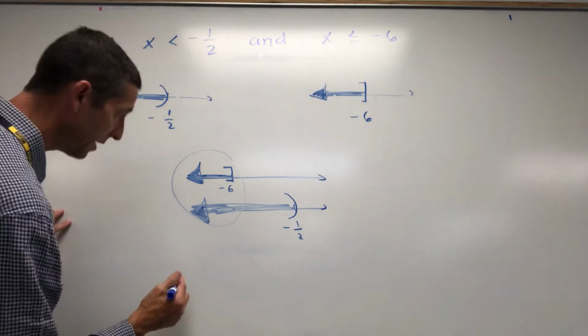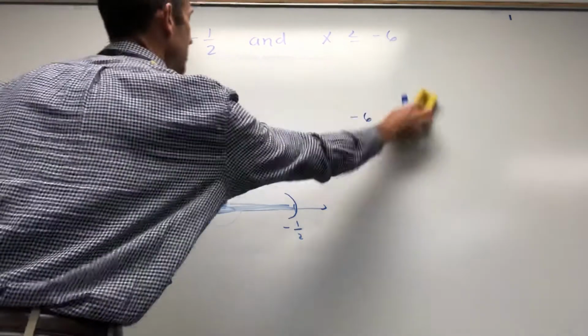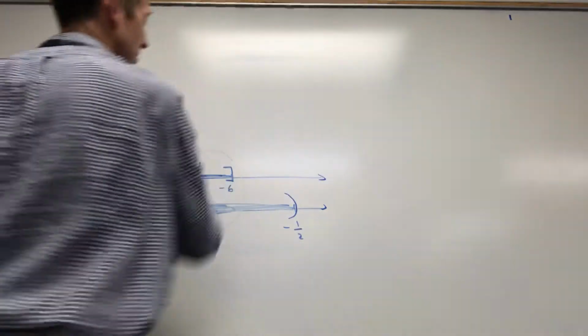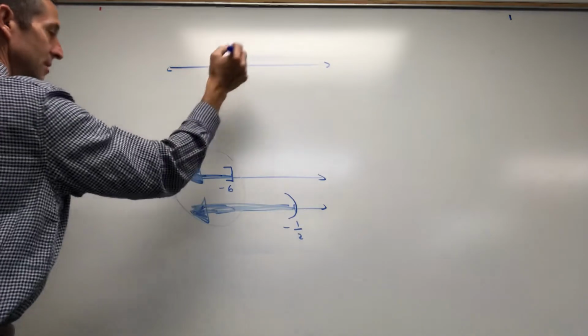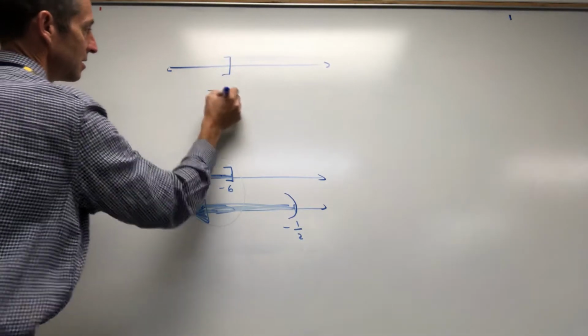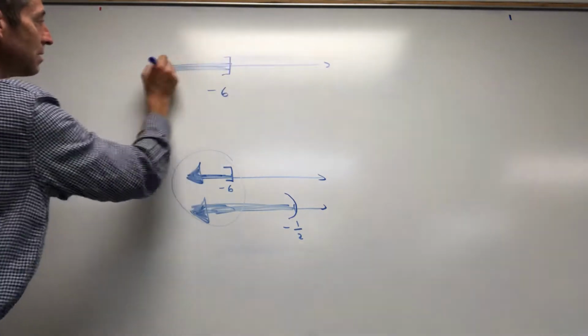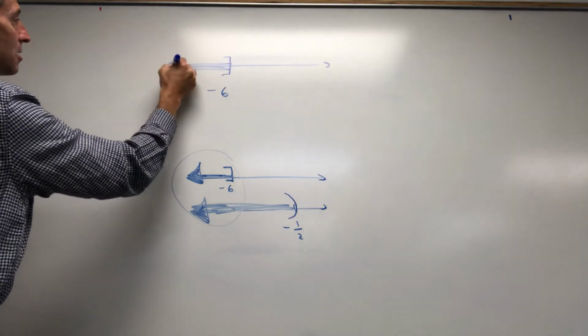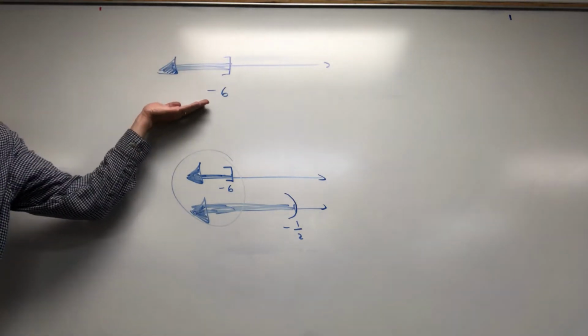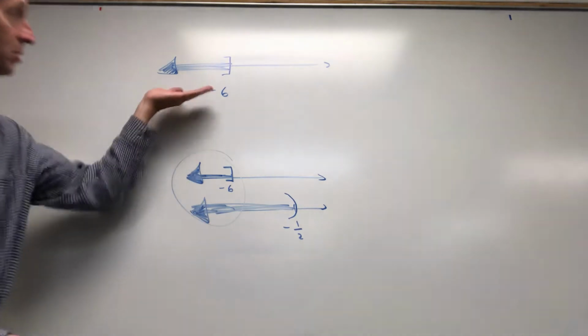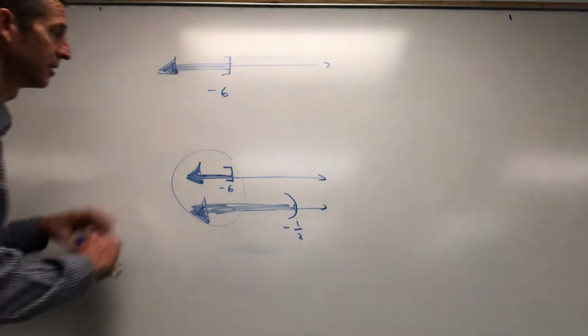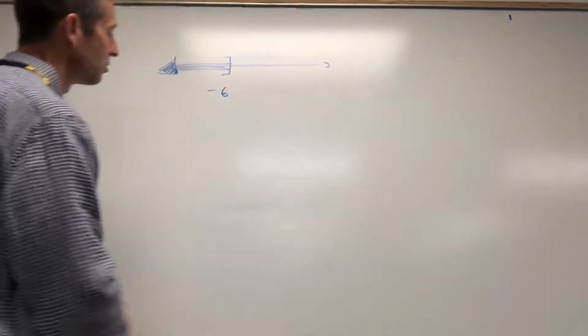So your final answer for this is just going to be the 6. So this is your final answer that represents your line graph of the common parts, where they overlap. This will be your final answer line graph, and then real quick you throw in the interval form.